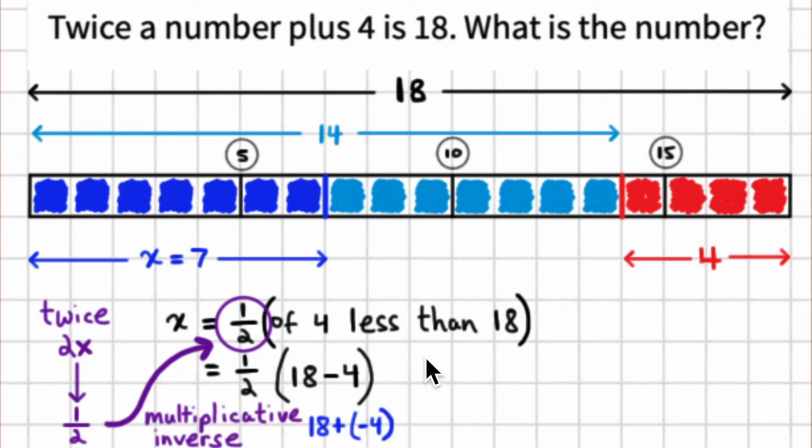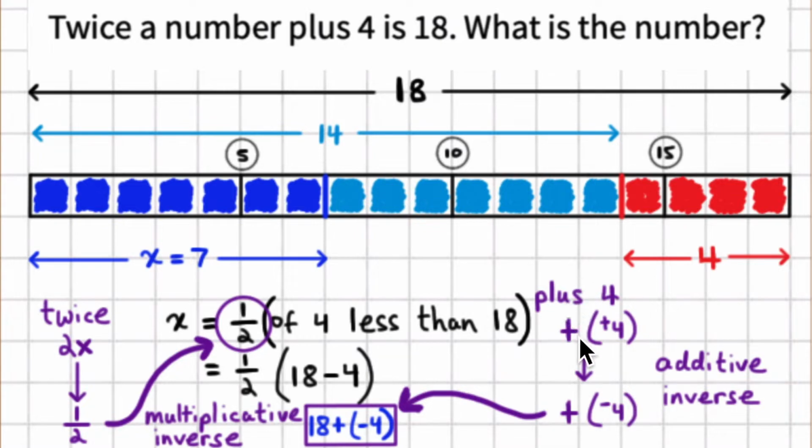And if you see plus 4, you're going to have to use the additive inverse to remove those 4 units. So plus a positive 4, the additive inverse is a -4, so plus a -4. So 18 plus a -4 gets you back to 14. So 18 plus a -4 gets you to this 14, and 1/2 of 14 is 7.